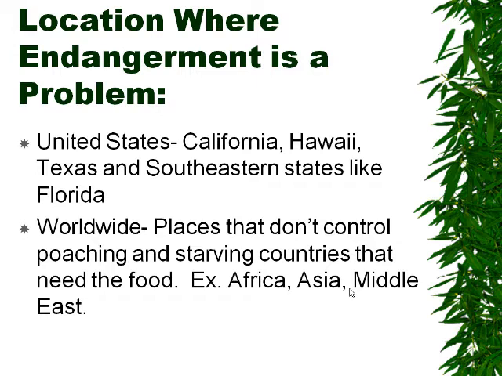So in the U.S., the big areas, kind of hotspots for species being endangered, are California, Hawaii, Texas, and the southeastern states like Florida. These are all the areas where we're seeing lots of endangered species, lots of pollution, lots of habitat loss, and these are the problem areas.